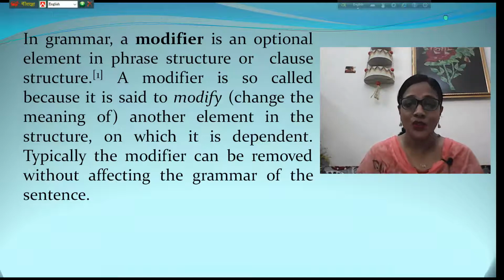A modifier is so called because it is said to modify, change the meaning of another element in the structure on which it is dependent. Typically, the modifier can be removed without affecting the grammar of the sentence.